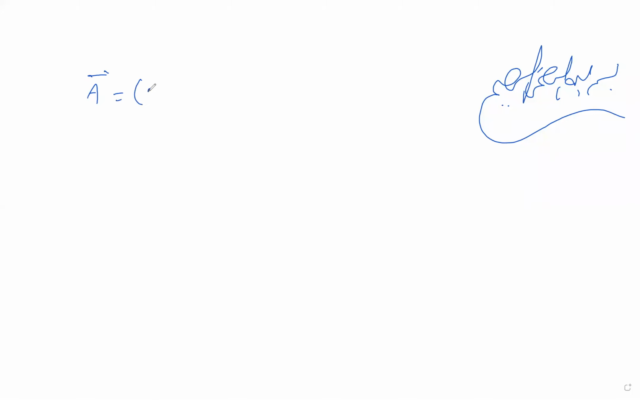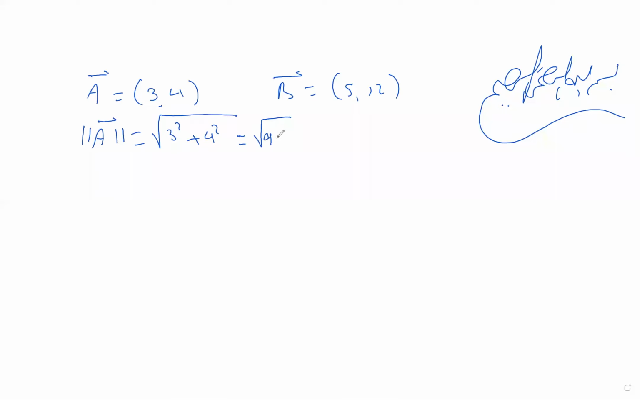Vector A equals (3, 4), vector B equals (5, 12). We can find the scalar product of A and B, and we can find the length of each vector. The norm of A, which is the length of vector A, equals the square root of 3 squared plus 4 squared, which is the square root of 9 plus 16, which is 5.